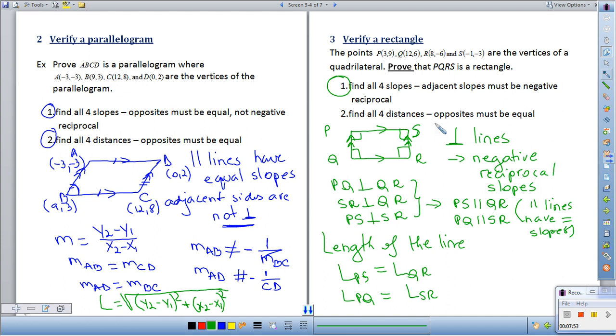Remember my tips for starting word problems and really any kind of proofs in analytic geometry. When you draw your diagram, identify your points on the graph and label them with the values given to you. It will help you visualize what every point is defined by. So P is 3 and 9, Q is 12 and 6, R is 8 and negative 6, and S is -1 and -3.